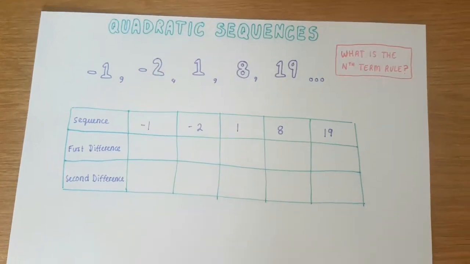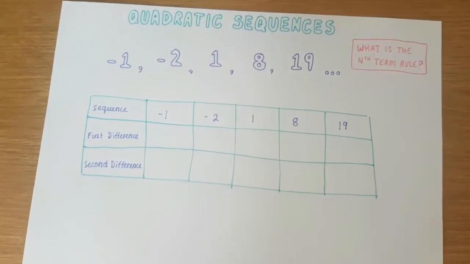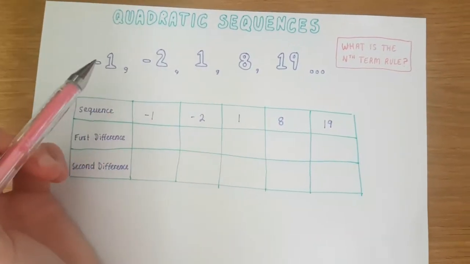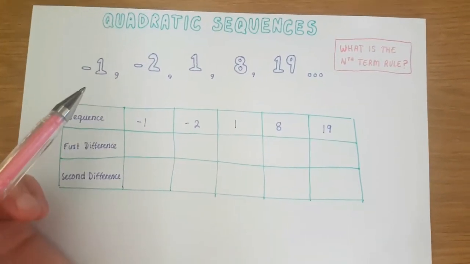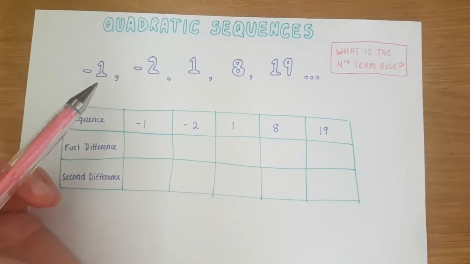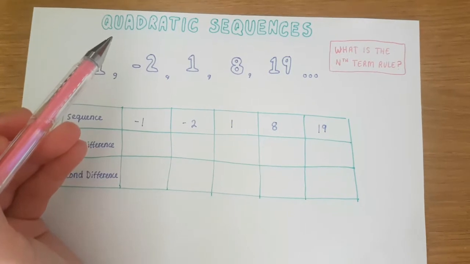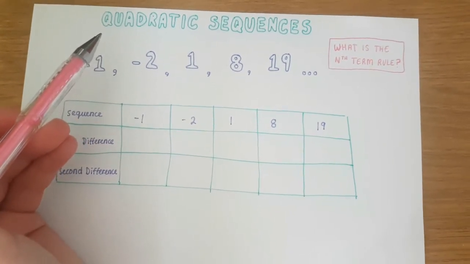Today we're going to look at quadratic sequences. A quadratic sequence is a list of numbers, but they're not going to increase or decrease linearly. What I mean is that I'm not adding or subtracting something each time I go from one to the other. Instead, in a quadratic sequence, the rule is going to have a number squared in it somewhere.